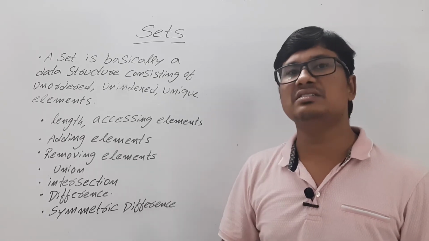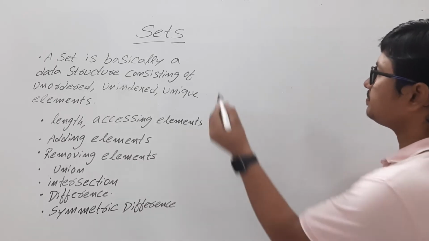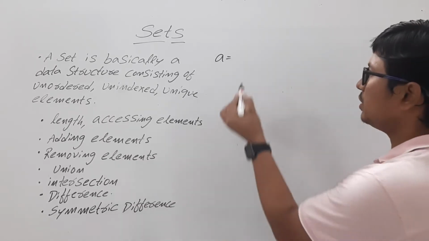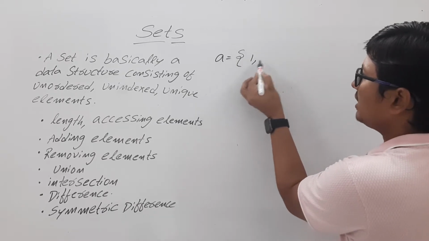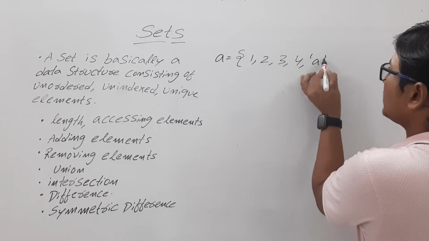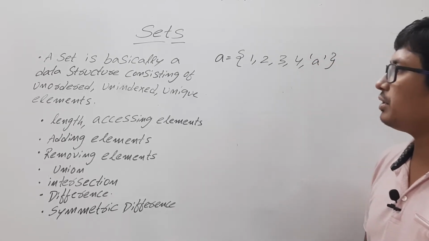Now, first let me discuss how we can create a set. We can create the set using two ways. Let me discuss the two ways. Let me write a statement: A is equal to 1, 2, 3, 4 and I can write a character also. Is it clear?